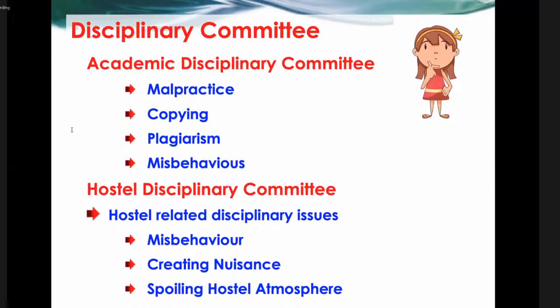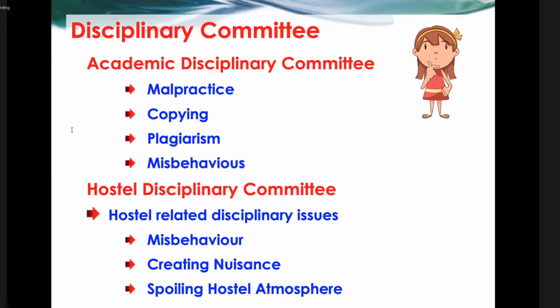So my suggestion is, never think of doing any of the listed items, and other items which may be mischievous but not listed here. So follow a very good academic code of conduct, and then focus on your studies, not on anything else.